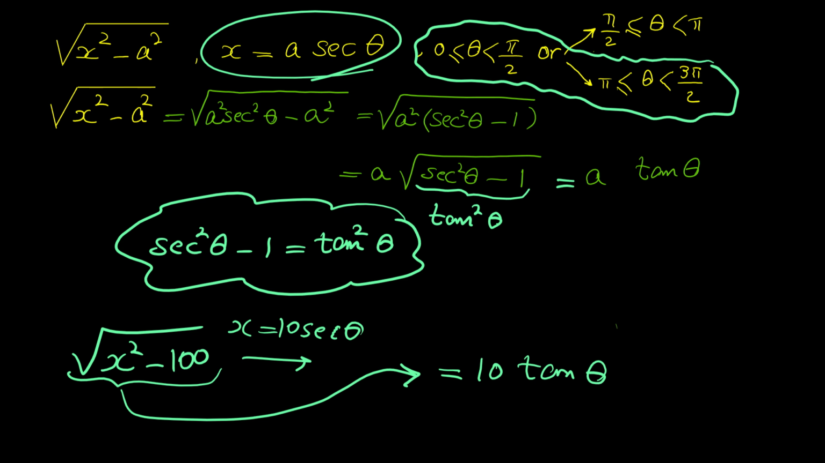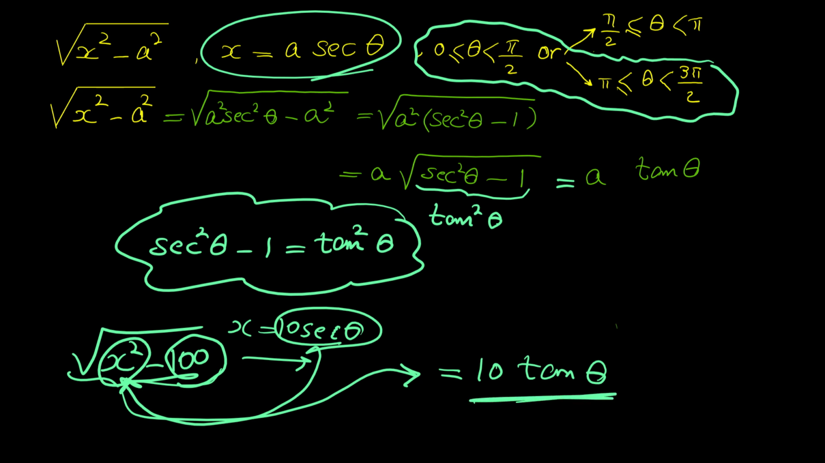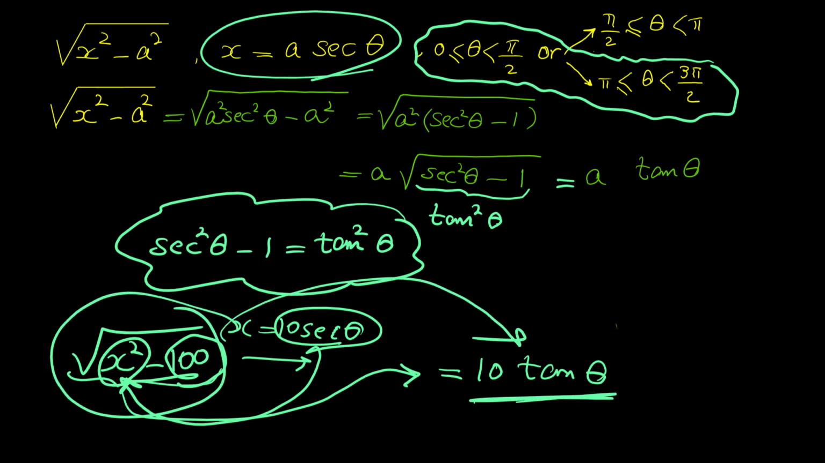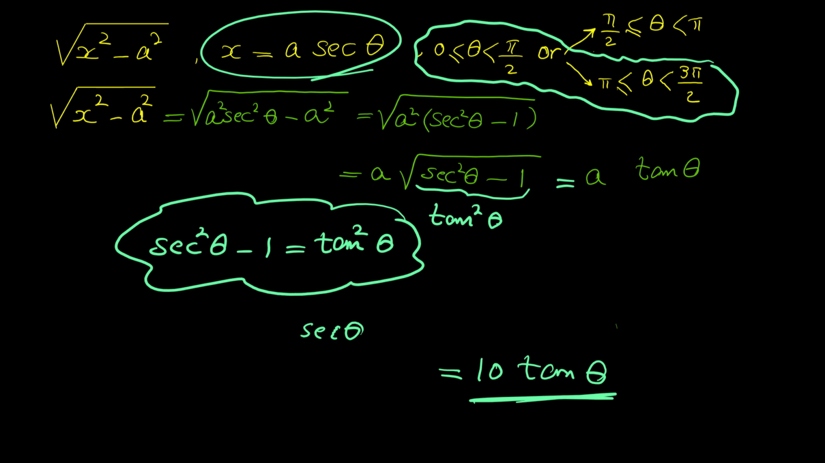And you don't need to substitute 10 secant theta here, raise it to the 2, minus this, use the identity, and so on. Immediately you can say all of this radical is 10 tangent theta. Let me explain one more thing here, and then we can start doing some questions to learn this technique fully.